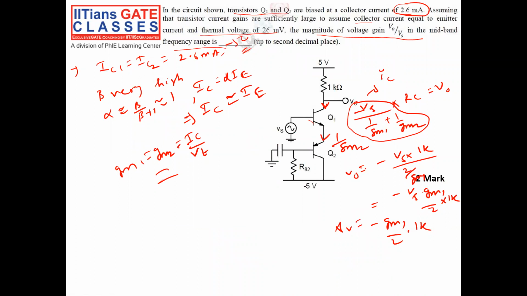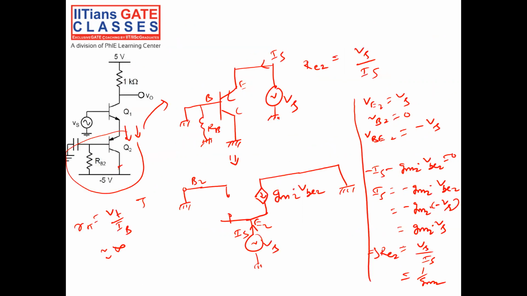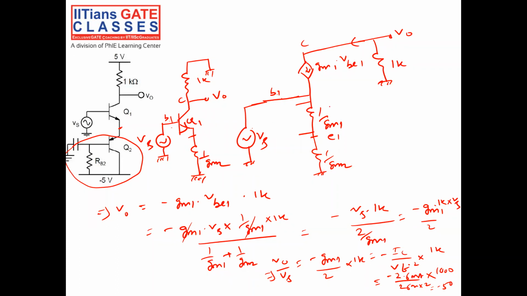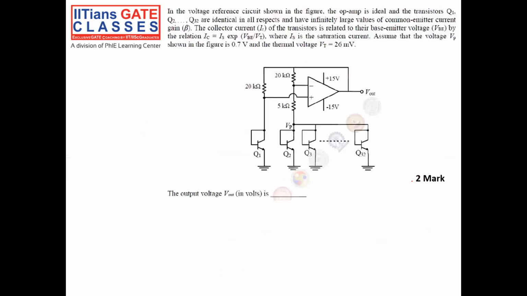If somebody has practiced a lot, they could get the answer in 2 seconds. But if you don't have practice, you first have to find the resistance looking into the emitter, then put the T model. With the T model, I can easily calculate the output voltage because of the input source Vs. Okay, let's see the next question.